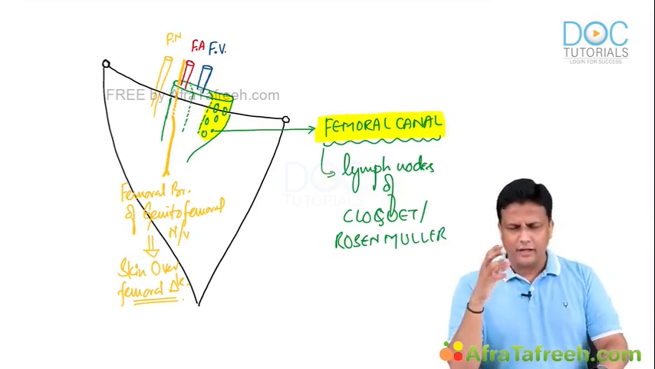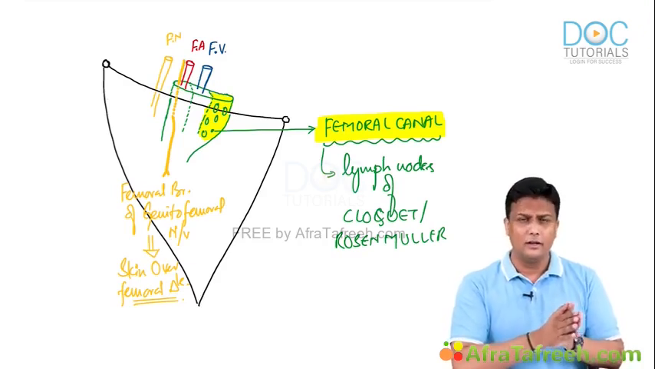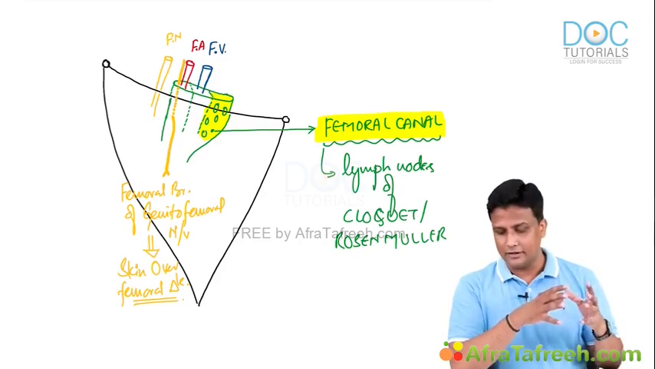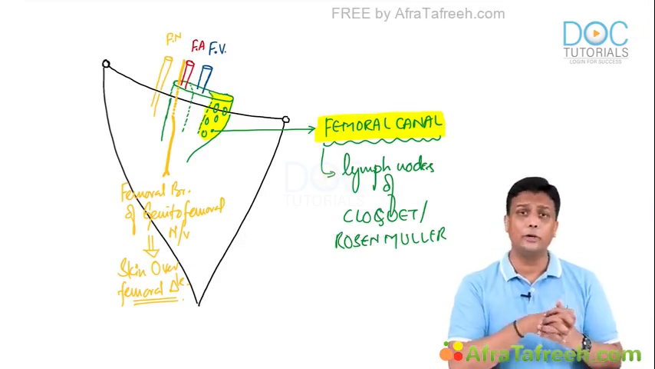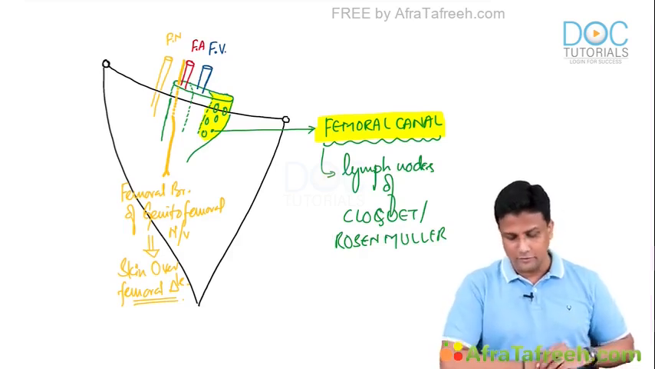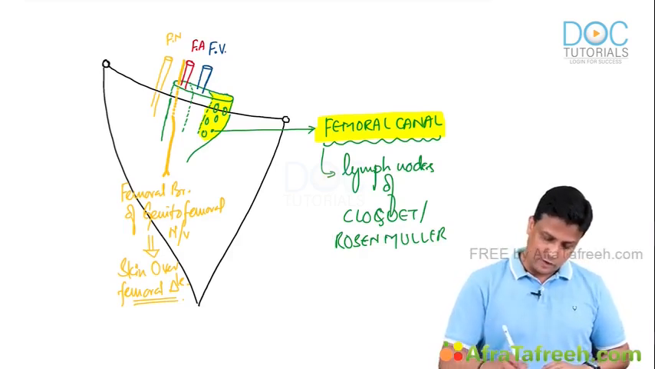Done. And they are the ones which are going to drain the lymph from the glans penis in the males, and homologous to that one in the female will be the clitoris. So, the lymph nodes of Cloquet or Rosenmuller drain the lymph from the glans penis in the males, and homologous to that in the female will be clitoris, guys. Perfectly done. Now, once you are clear with this one, then what about the femoral ring?